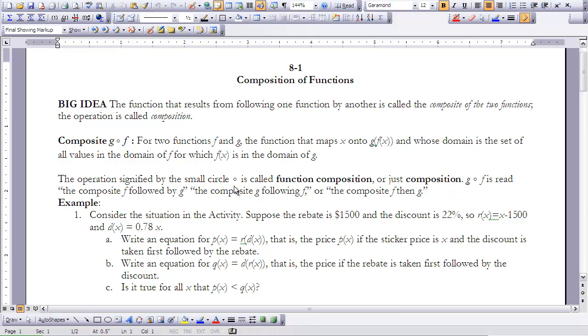This is Advanced Algebra 8.1, Composition of Functions. First thing I want to do is begin by defining what it is to be a composite of two functions.